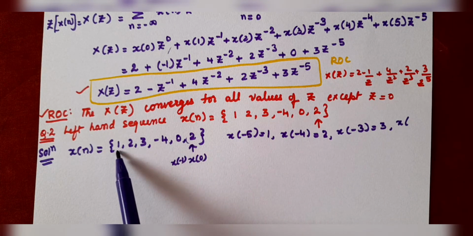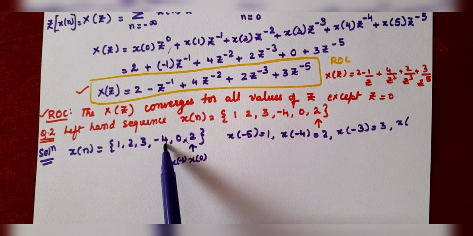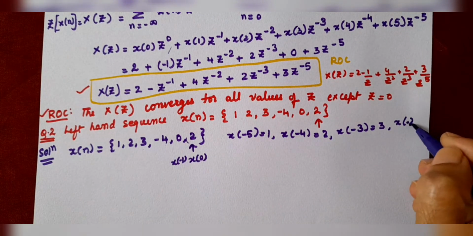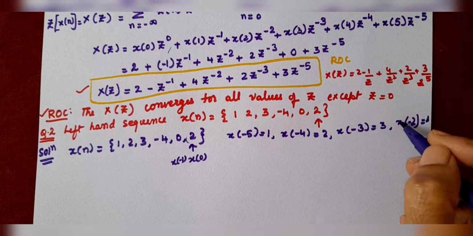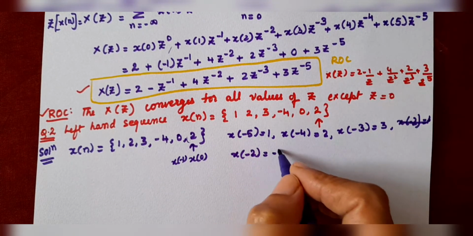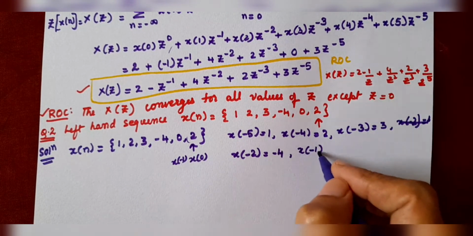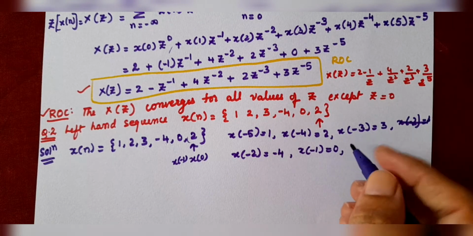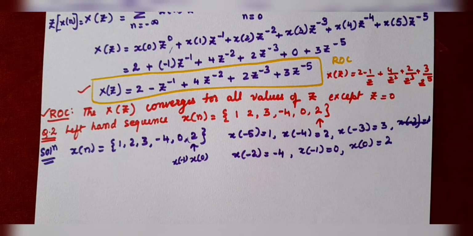x of minus 5, x of minus 4, x of minus 3, x of minus 2. x of minus 2 is how much now? Minus 4. x of minus 2 is equal to minus 4. x of minus 1 is equal to 0 and x of 0 is equal to 2.